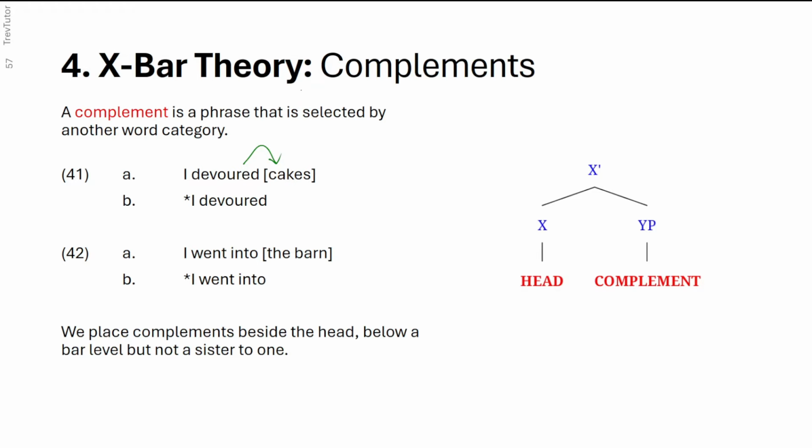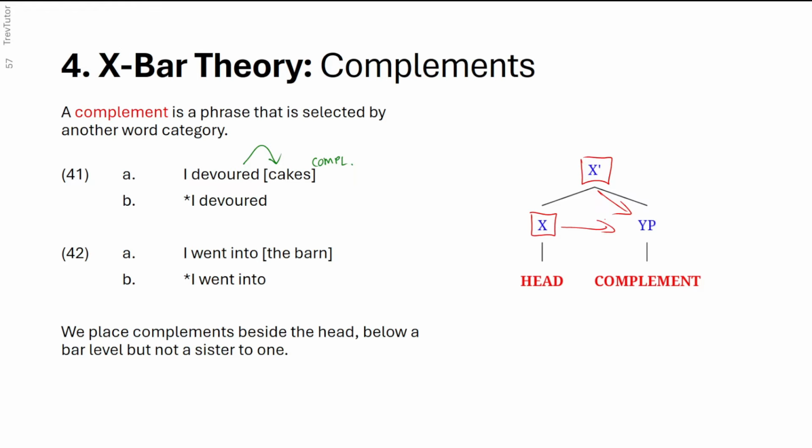We cannot just say I devoured. It does not sound okay to most English speakers, so we don't want to say I devoured on its own. It needs a noun phrase object afterwards. So in this case, because it's selected by the head verb devoured, it is a complement. And for complements, these need to be really close to the head. So we stick them beside the head, but under a bar level. So this configuration tells us that the thing beside the head is a complement.